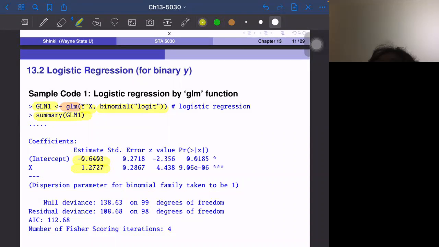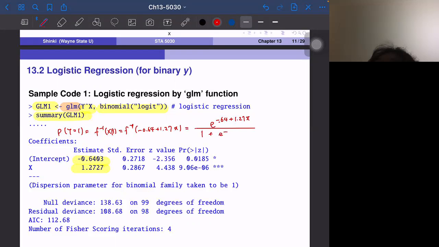So that means basically F inverse of x beta is F inverse of negative 0.64 plus 1.27 times x. So that means this probability, the probability of y equal to 1, is represented by e to the power of negative 0.64 plus 1.27x over 1 plus e to the power of negative 0.64 plus 1.27x. So this is the result.